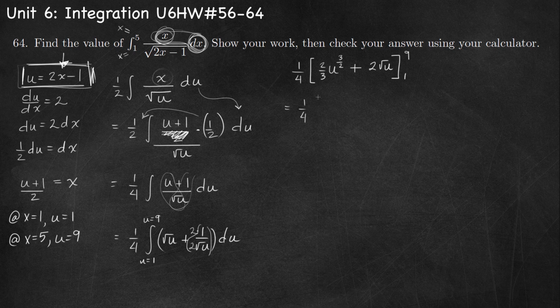So 1/4 times, now we're going to substitute 9 in for u. So 2/3 times 9 to the 3/2 plus 2 times the square root of 9. So all of that minus, and then we substitute 1 in for the u. So 2/3 times 1 to the 3/2 plus 2 times the square root of 1.